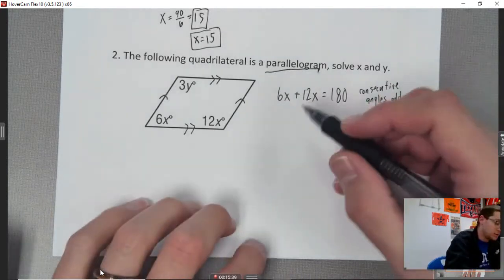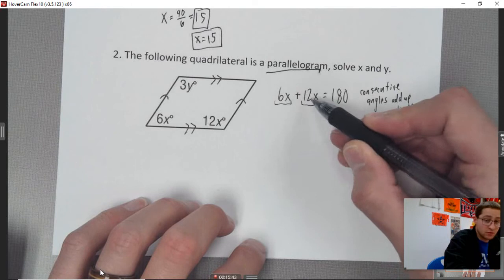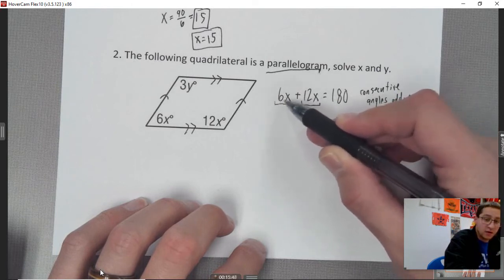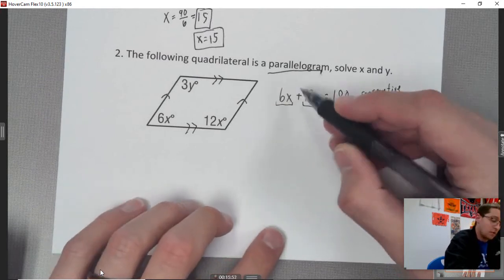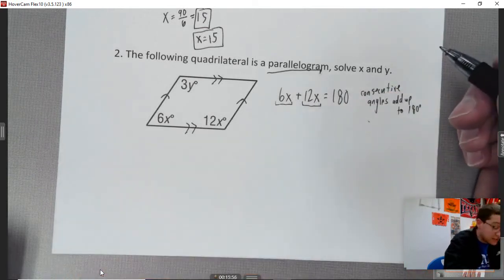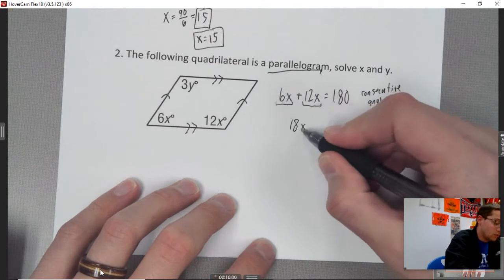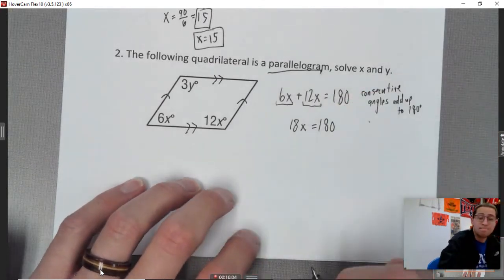What I notice is I've got 6x here and 12x here. These are like terms. This is one term because I'm multiplying, and it's also separated by a plus sign, which is also what makes it a term. So I've got 6x and 12x. Therefore, those two add up to 18x, and then equals 180.